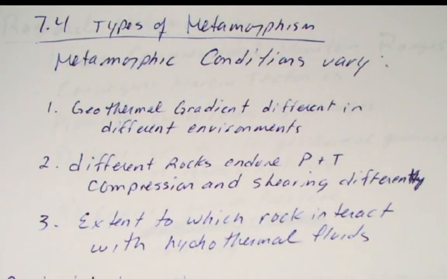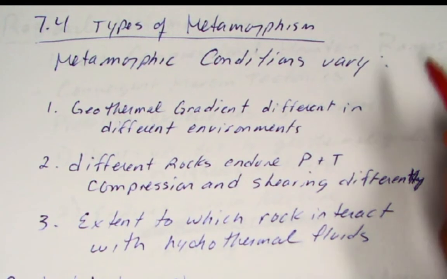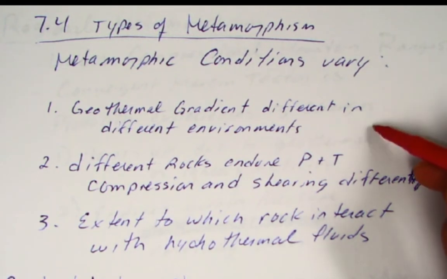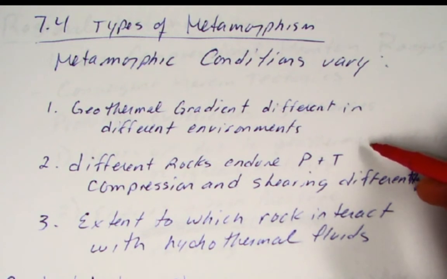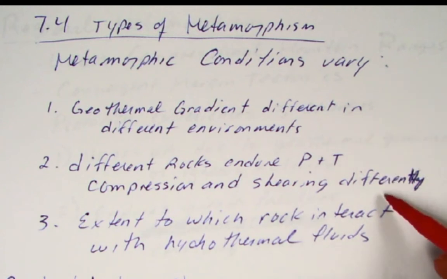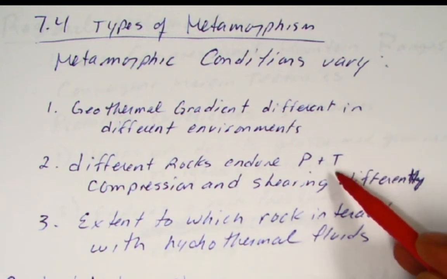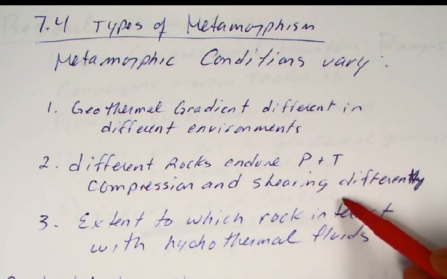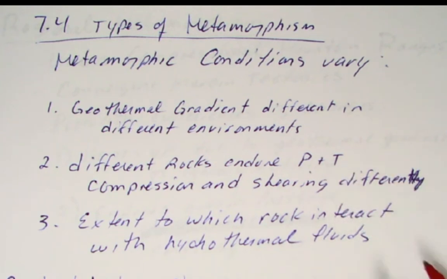Go back to these types of metamorphisms, just to kind of focus on these a little bit more. And the conditions vary in that the geothermal gradient may be different, right? The geothermal gradient may be hotter at magmatic arcs, right? Cooler under Kansas, right, where it's going to be different, right? And then the rocks may endure different types of pressure and temperature conditions. There could be shearing or compression in some, others will not have that. And the extent to which rocks interact with these hydrothermal fluids will vary. So three reasons why there's different types of metamorphism.